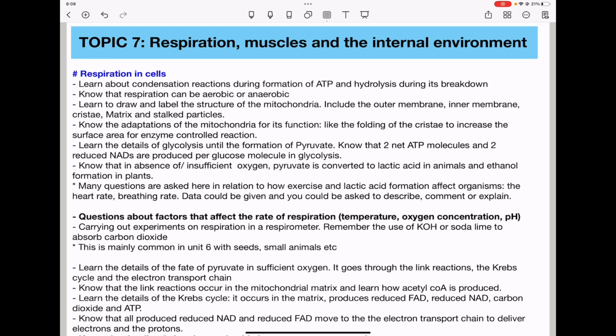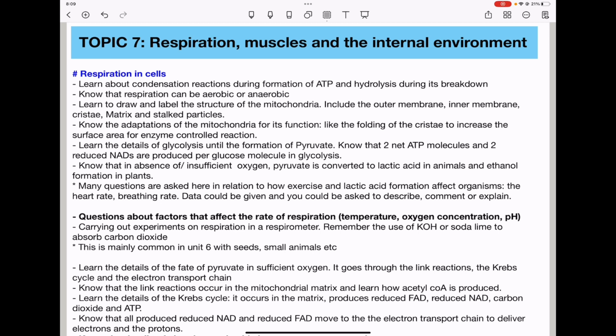You need to know the adaptations of the mitochondria for its function, like how it is folded, or the infoldings of the cristae, to increase the surface area for enzyme-controlled reactions. You need to learn the details of glycolysis until the formation of pyruvate, and you need to know that in glycolysis, 2 net ATP molecules are produced as well as 2 reduced NADs. This is per glucose molecule.